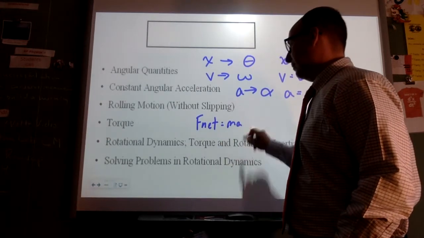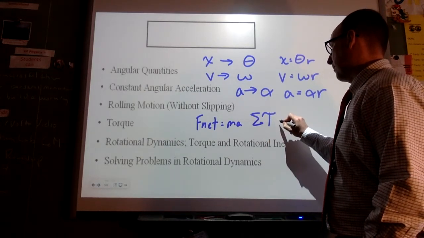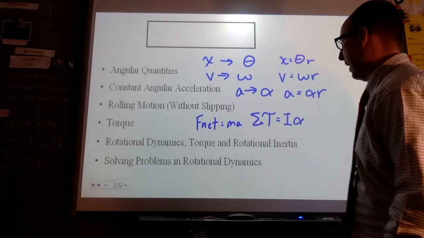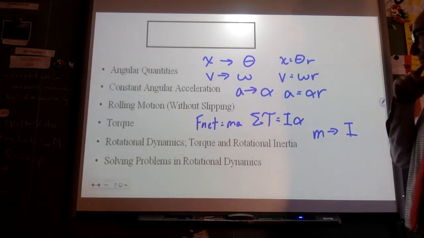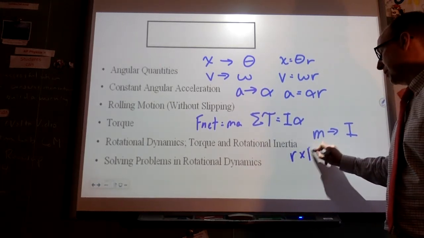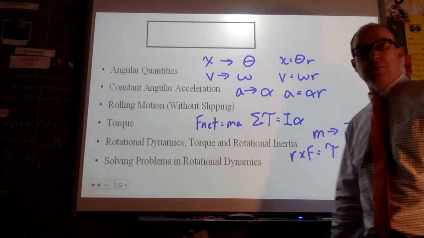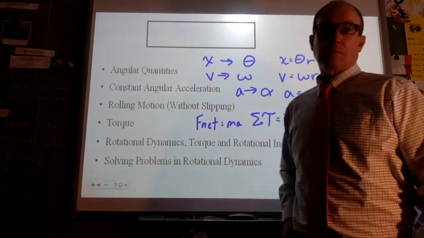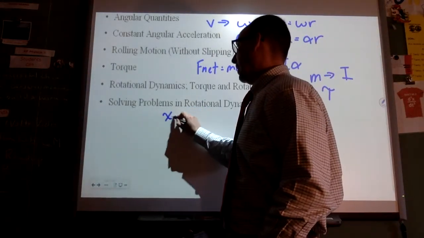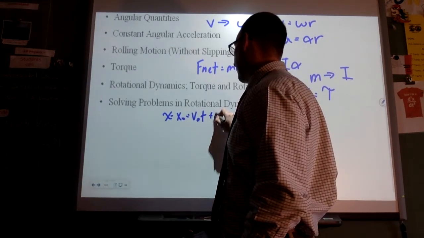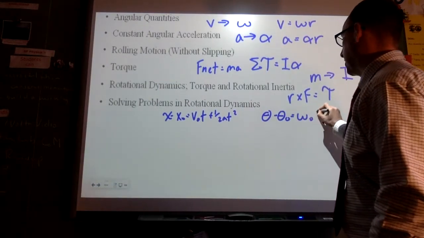F net equals ma is going to be related to the sum of our torques equals I alpha, and so mass is related to our moment of inertia. Torque is going to be the cross product of how far we are from the lever arm and what the applied force is, perpendicular. If we have constant angular acceleration, then our problems for constant linear acceleration, we'll just switch out those for rotational problems.